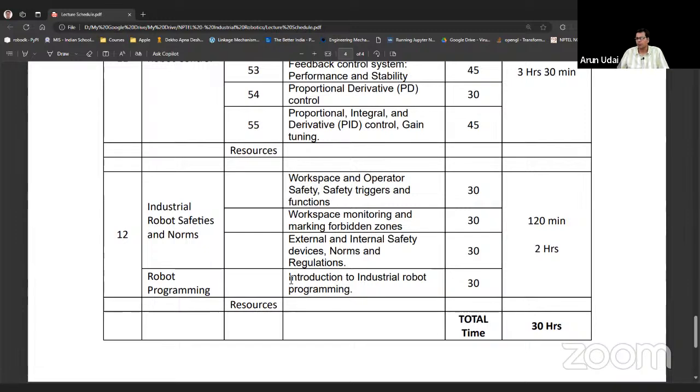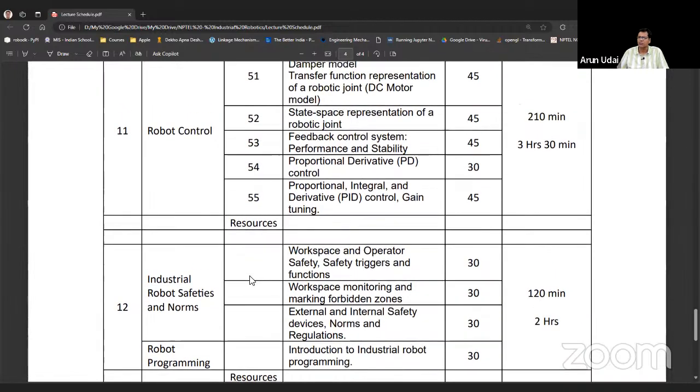Apart from industrial robot programming, which is again there in quite a few books, these three things are not there in a good number of books: workspace monitoring, marking forbidden zone, internal safety. When it comes, you will automatically come to know what is there in the syllabus, so I won't be discussing much on that. So this is yet to come.